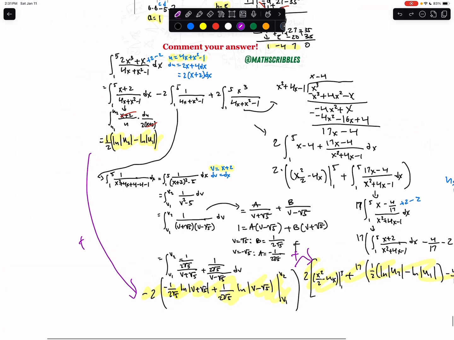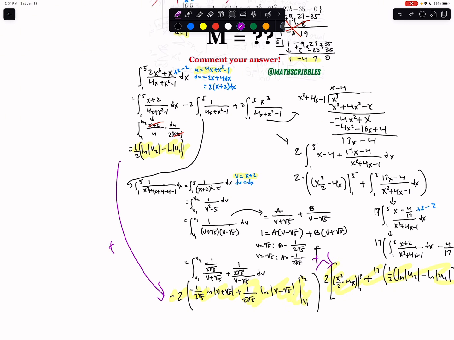So for U1 equals to just, I'm going to do U2. U2 equals to, if we do 5, so 4 times 5 is 20. 20 plus 25. 45 minus 1 is 44, right? 44. Make sure I do this correctly, right? 4 times 5 is 20. 5 squared is 25, so 25 plus 20 is 45. 45 minus 1 is 44.